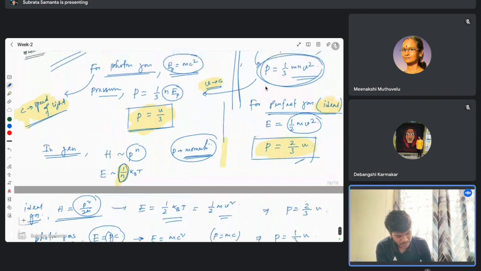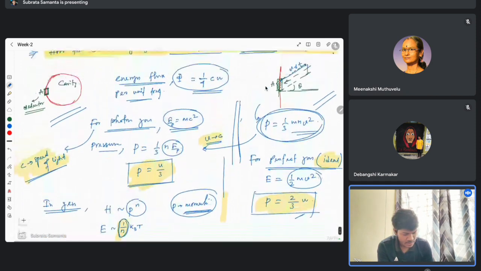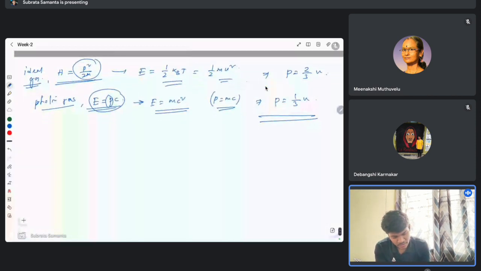Okay, so what is the flux? The flux is 1/4 u c. This is true because we know the energy density u, and this c, for a gas, is the velocity of the gas, and for a photon gas, it is the velocity of light. So the flux is the same formula.